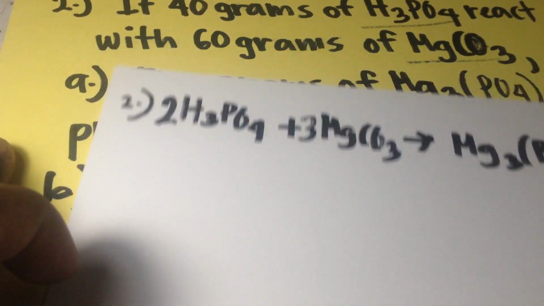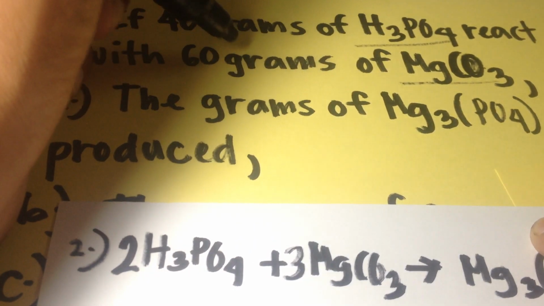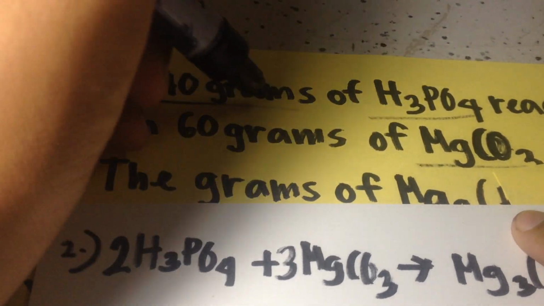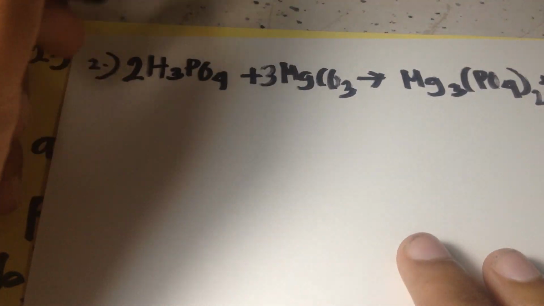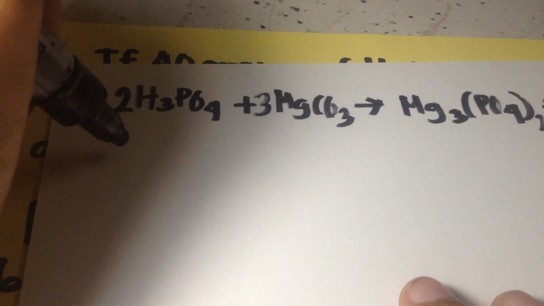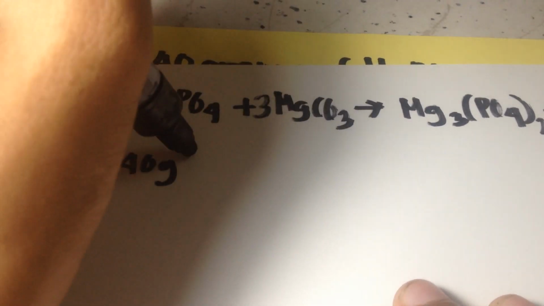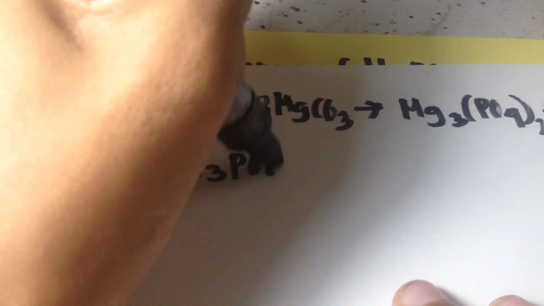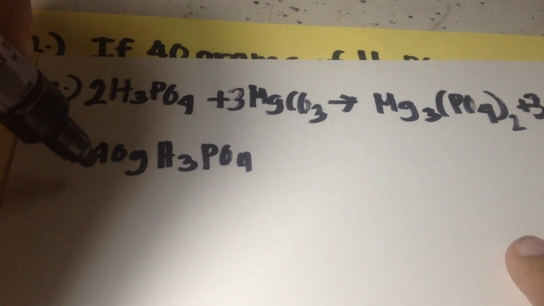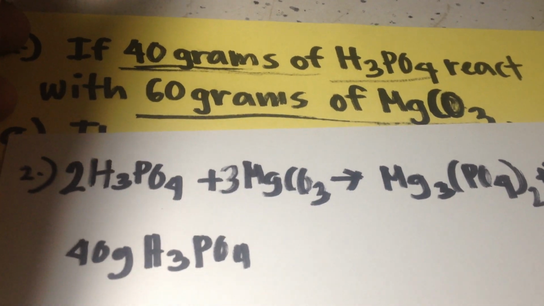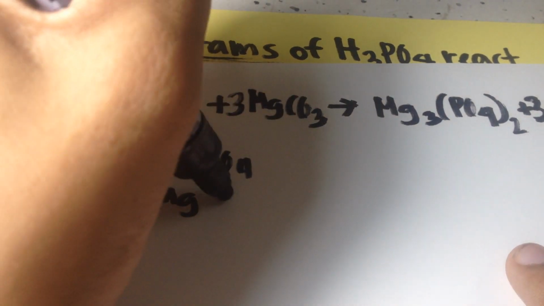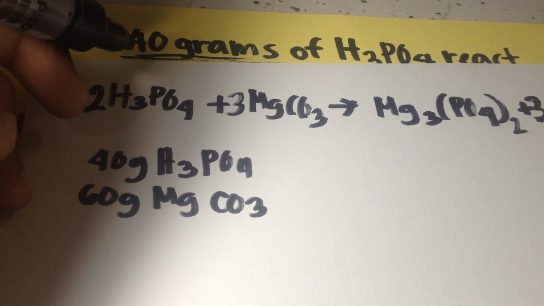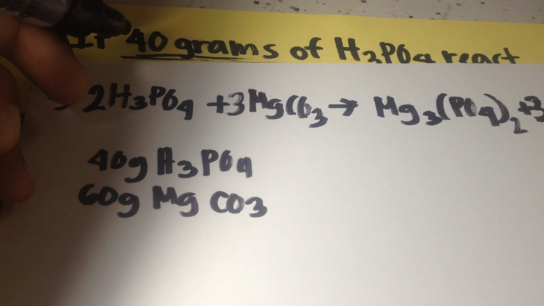Okay, we have 40 grams of phosphoric acid here, and 60 grams of magnesium carbonate. Again, we have 40 grams of phosphoric acid and 60 grams of magnesium carbonate. And then let's find the limiting reactant first.